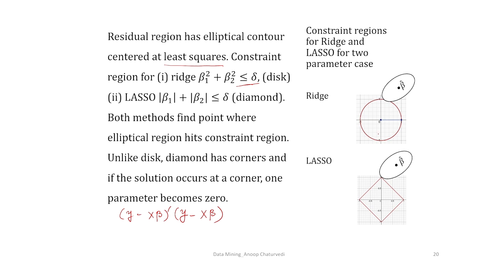So, this is the constraint region for ridge. For the lasso, the constraint region is mod beta 1 plus mod beta 2 less than or equal to delta. Now, this is a diamond. This is of diamond shape. Then, in both the methods, we find the point where the elliptical region hits the constraint region. So, you are interested in finding the point where this elliptical region hits the constraint region.